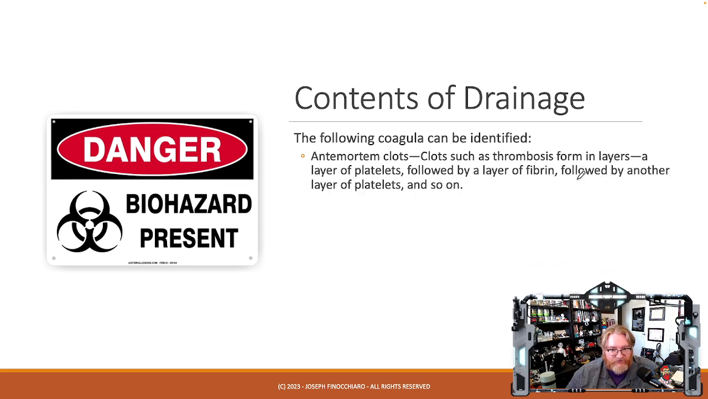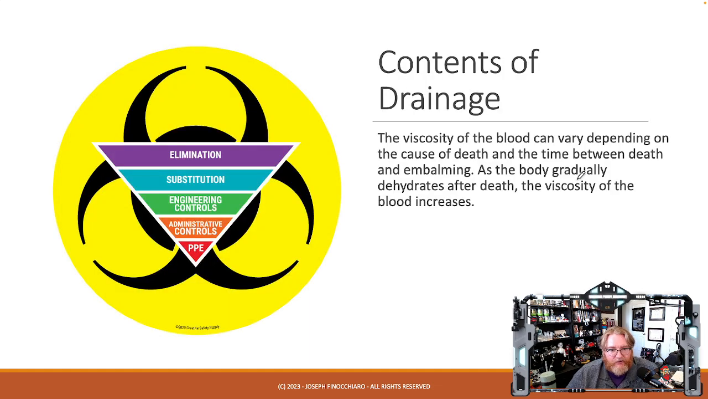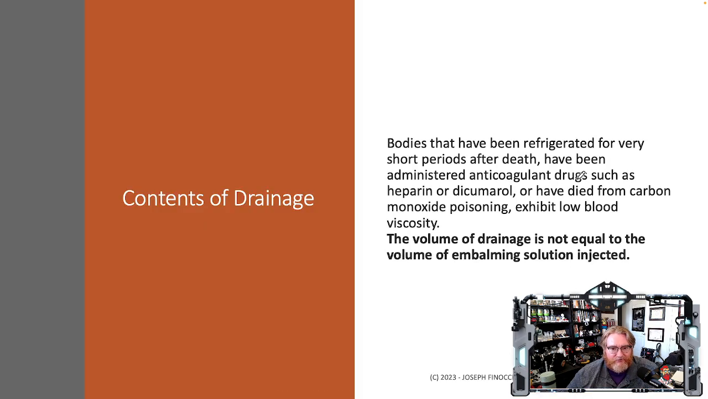Antemortem clots, such as thromboses, form in layers. A layer of platelets, a layer of fibrin, followed by another layer of platelets, and so on. The viscosity of blood can vary depending on the cause of death and the time between death and embalming. As the body gradually dehydrates after death, the viscosity of the blood increases.